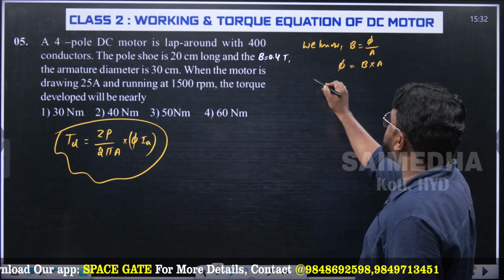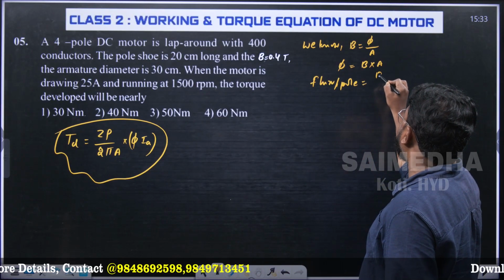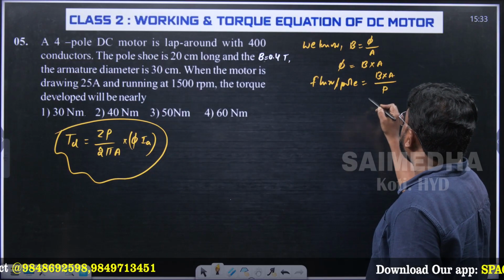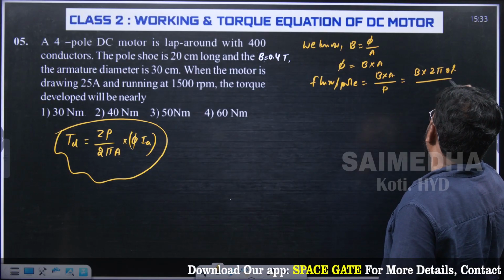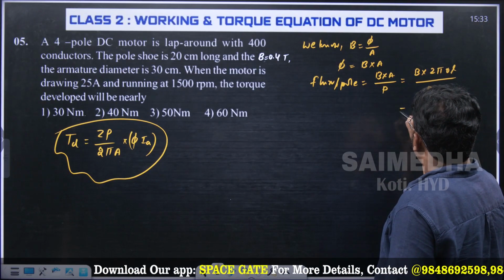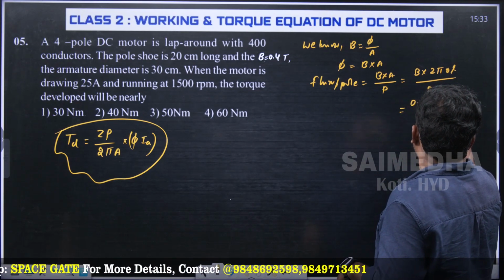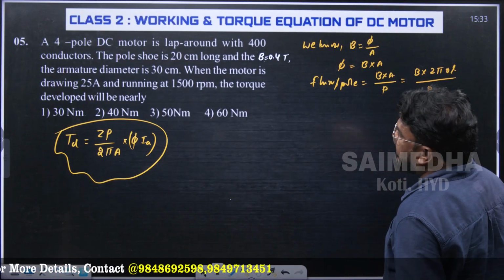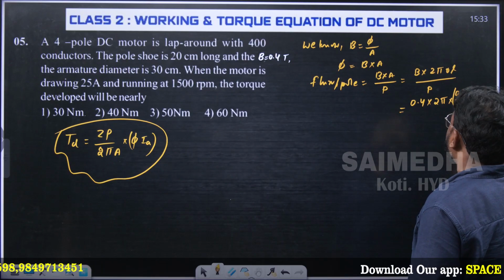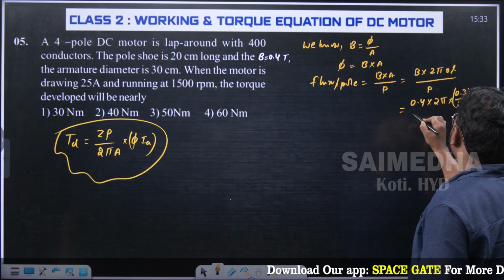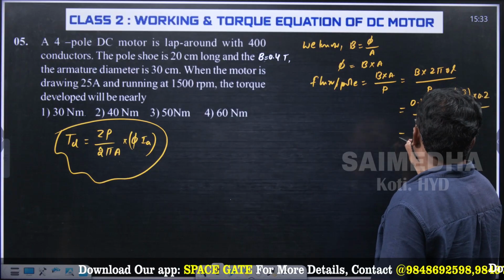So flux per pole is equal to B into A divided by P, and this is equal to B into the area, 2πRL, divided by the number of poles P. Now simplify here. So that is equal to 0.4 into 2π multiplied by the radius, R, which is 0.3 divided by 2, multiplied by length, which is 0.2, divided by the number of poles, which is 4. Now simplify this.